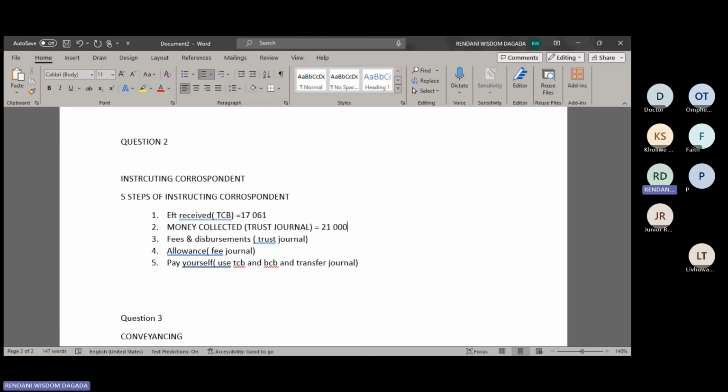Okay, there we go, 21,500. Sorry about that. And then number 3, your fees and disbursements. Your fees and disbursements, it's all those things added together. Your 52, that and added together. Let me just add it together.